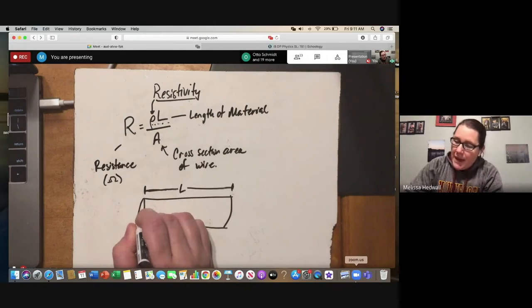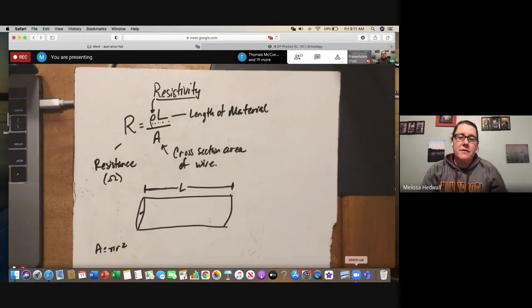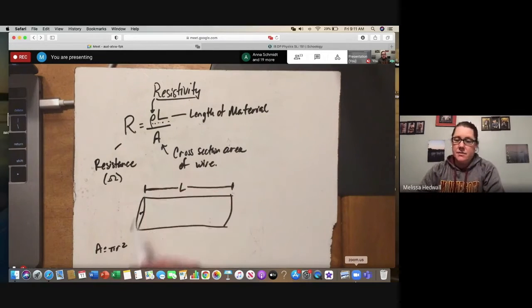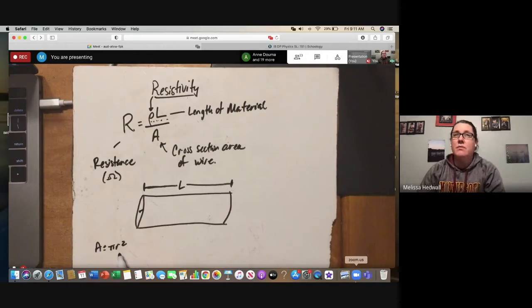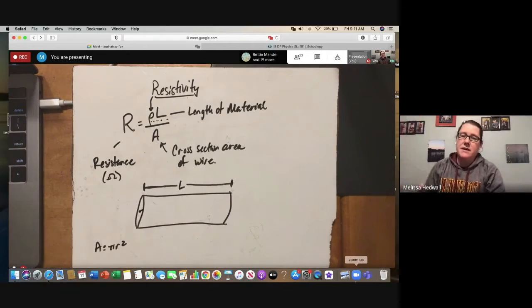You have your radius on that cross-sectional area, and remember that A is equal to pi r squared. Depending on what information you're given, you'll either be given the area as is, or you'll be given the radius and then need to calculate the area. You're looking at that cross section. It's like if you cut down a tree, the area of the stump is what we're talking about here.